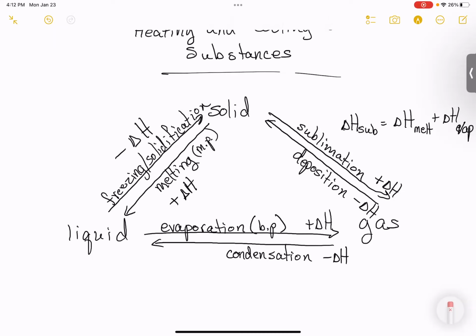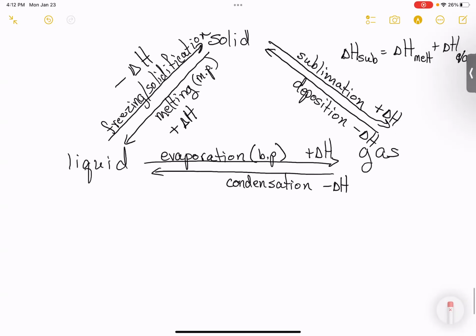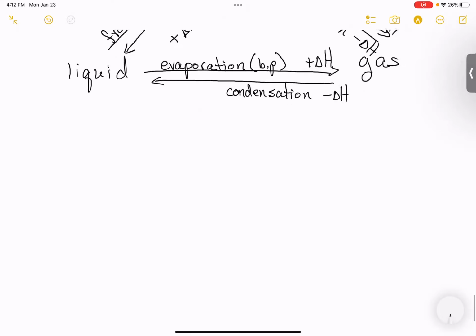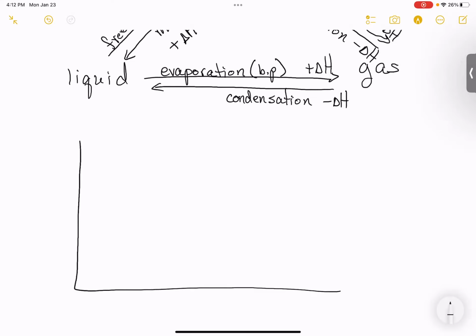We are going to be using this information when we start dealing with what are called heating and cooling curves. This would be a heating curve that I'm about to show you. We start out in the solid phase. We go through what's called the delta H of fusion, which, folks, is that melting, and it occurs at the melting point. And it takes a while because it's not all in one phase. Then you have your liquid phase.